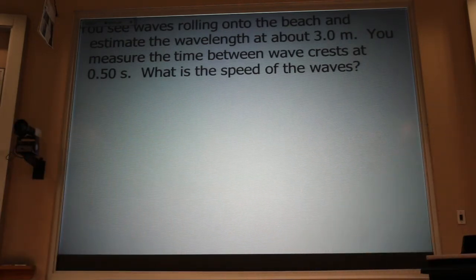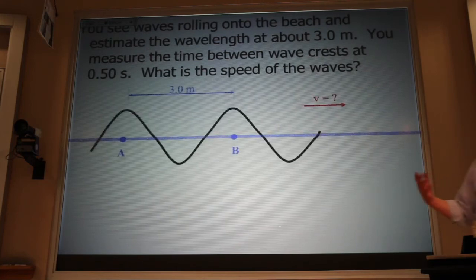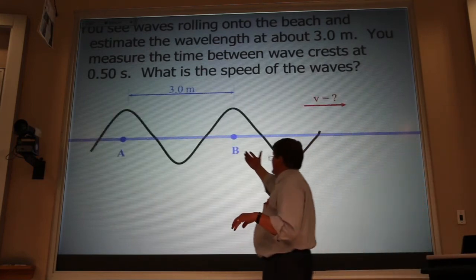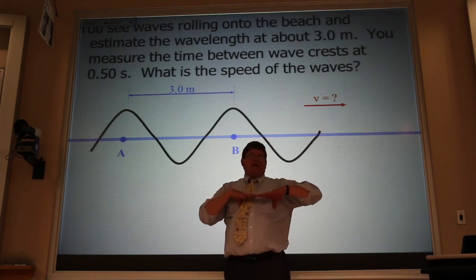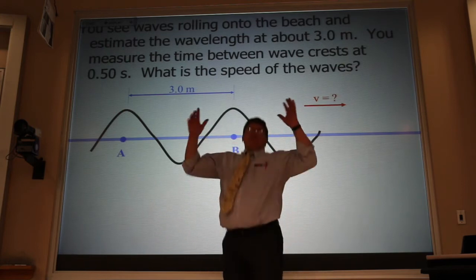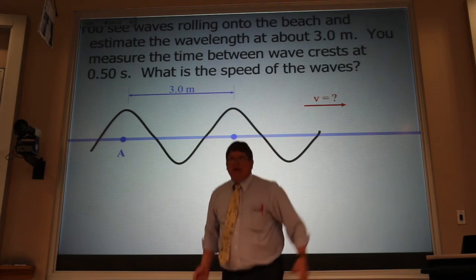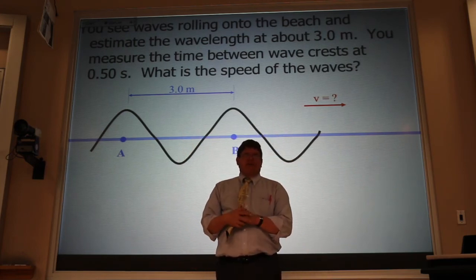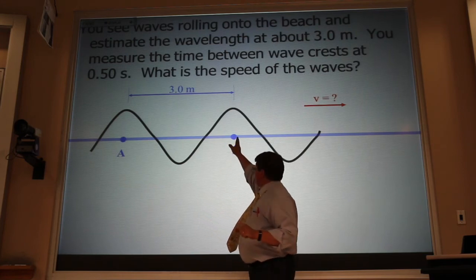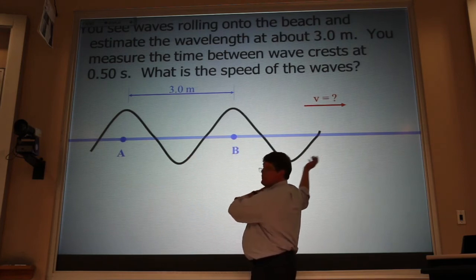We see waves that are rolling onto the beach, and we estimate the wavelength at about 3 meters. You measure the time between wave crests at 0.5 seconds. What is the speed of the waves? Now, you've all played this game. You're standing in the waves up to about here, and when the waves come, you jump up on your toes so that you don't drown. And then you wait for the next wave, and you jump up on your toes so you don't drown. Okay, so you're at B, and the waves are moving to the right.